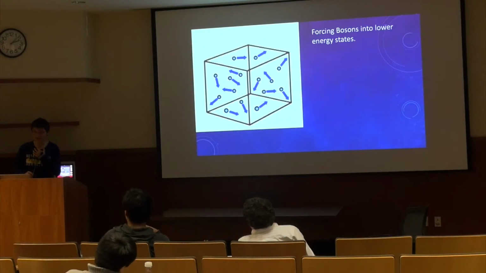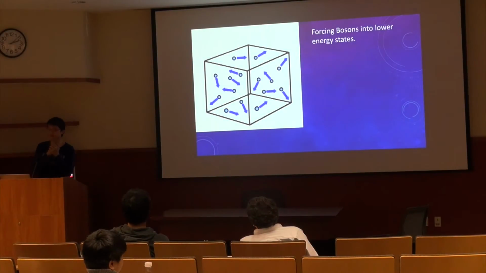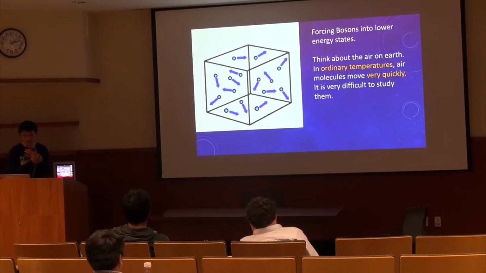So to understand the first one, we have to look at the ideal gas. So think about air in this room currently. The air is very hard to study. First of all, because air molecules are fairly small, but also because they're moving in random directions with random velocities very quickly. So on Earth, with ordinary temperature, it's very difficult to study air molecules.